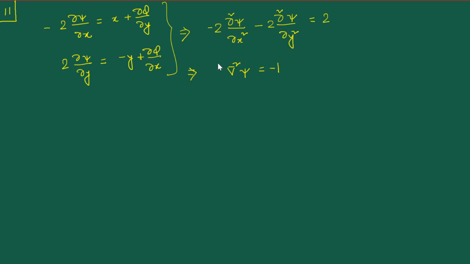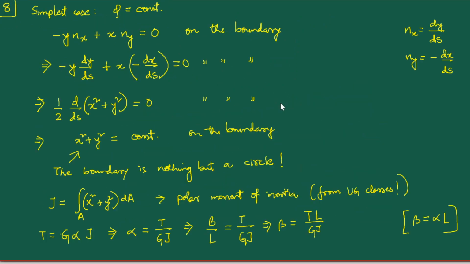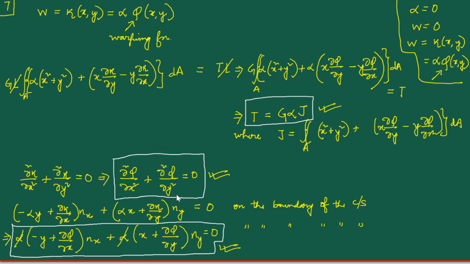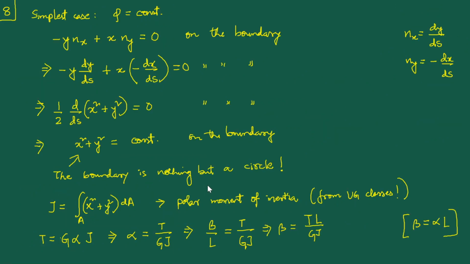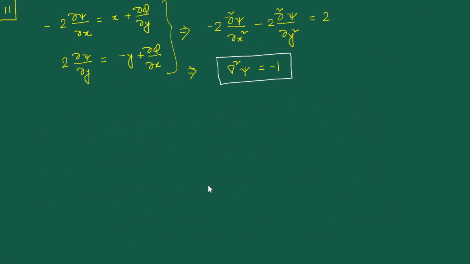So let me box that. It's a very important equation, and it is kind of the counterpart of the Laplacian of phi equal to 0 equation which we had obtained earlier. So what I mean to say is that this equation that we had obtained earlier, it is kind of the counterpart of that equation in terms of the Prandtl stress function.